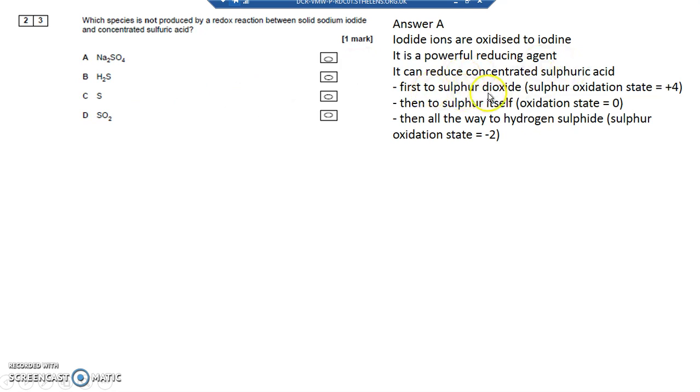Sulfuric acid is reduced first to sulfur dioxide, then to sulfur, and then to hydrogen sulfide, with oxidation states going down to +4, down to 0, and down to -2. So basically you could learn this actually. Sodium iodide with sulfuric acid, iodide ions with sulfuric acid can make hydrogen sulfide, sulfur, and sulfur dioxide. So your answer, which it's not, is answer A.